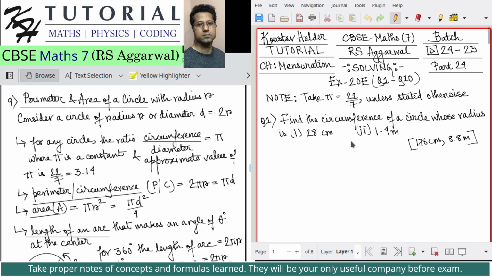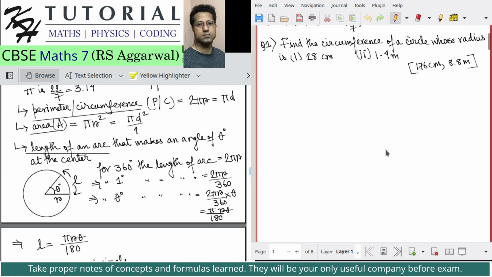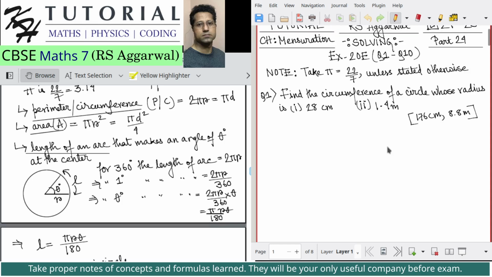Okay, so I have written down all the questions, question number 1 to 10, along with the answers on the right hand side. On the left hand side, I have kept my quick notes on perimeter and area of a circle and related concepts as a reference in case I forget any formula. So the first problem says that it has been instructed that we have to take pi as 22/7 unless stated otherwise. So if it is not mentioned what value to take, we can consider the value of pi to be 22/7.